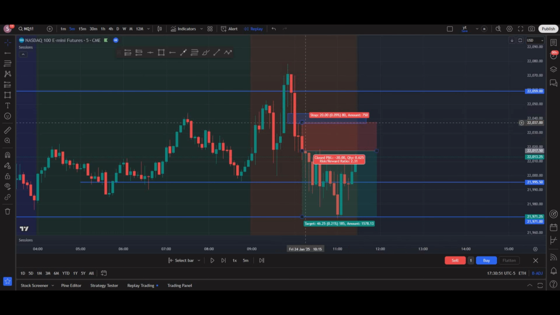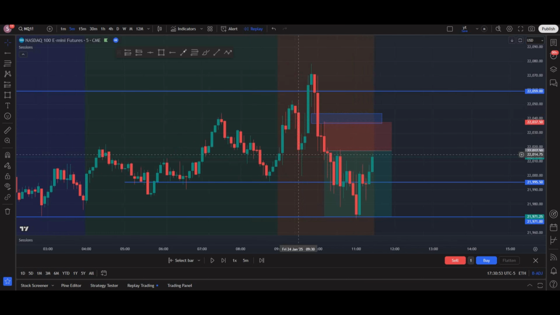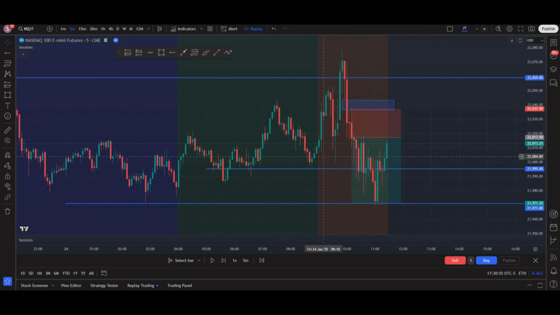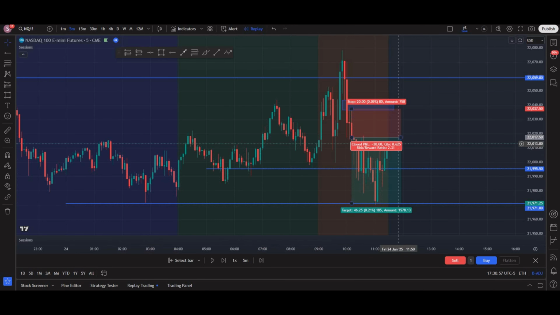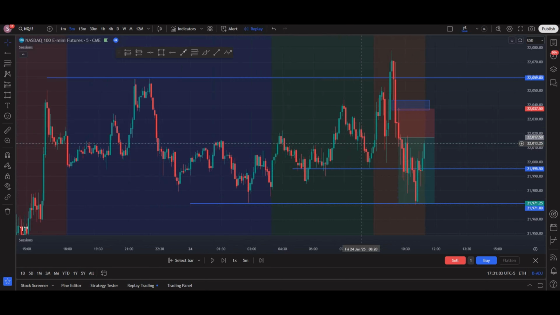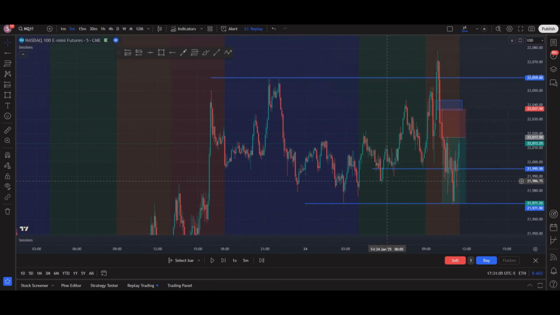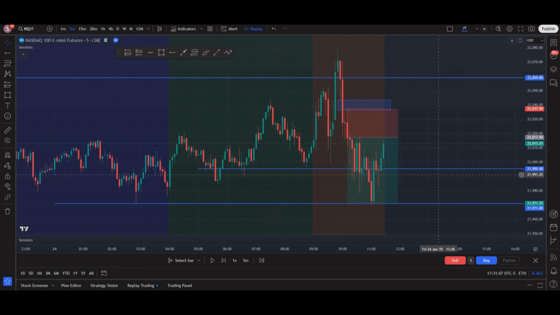Once we get this tap into this 5-minute fair value gap right here, we're willing to scale down and look for shorts targeting these lows, these lows, these lows, all these lows. So you have the London lows and the Asian lows. I'm just going to leave the take profit all the way down to the Asian lows because I'm anticipating all of this, because these are all swing failures. These are all going to get taken out, in my opinion, right?